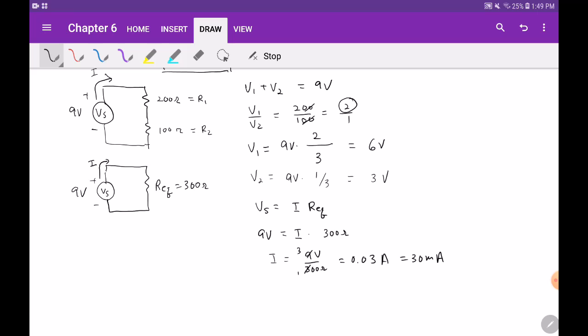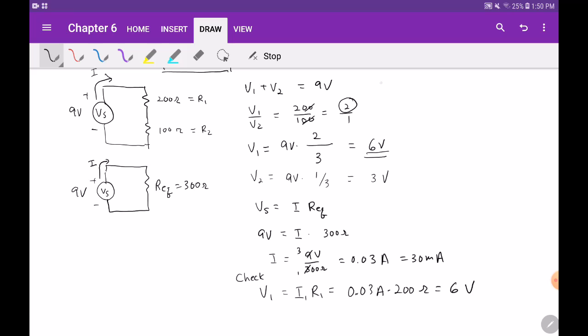Okay? So this is the total current, and this is the current that goes through each resistor. So we can check our answer. What is V1? V1 is equal to I that goes through the resistor times R1. I is 30 milliamp, 0.03 amp, times 200 ohm. That's equal to 6 volt again, which agrees with our previous answer.